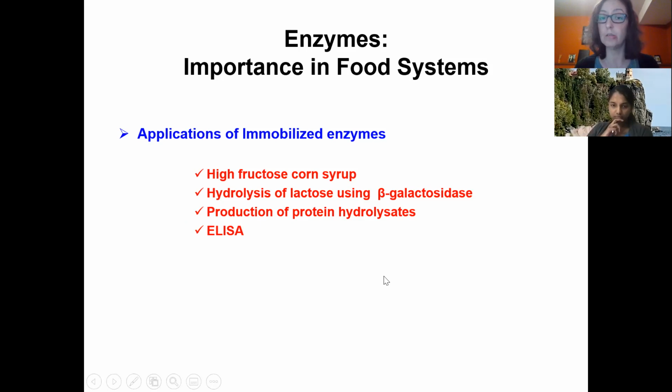Production of protein hydrolysate. You also have enzymes immobilized on membranes that are porous. You have your proteins. They get hydrolyzed, small molecular weight hydrolysate passes through the membrane, and everything else becomes retentate and is removed, and the enzymes remain in the membranes in a continuous process. And of course, enzyme-linked immunosorbent assays, where the enzymes are immobilized either on the antibody or on the antigen, for ELISA applications.